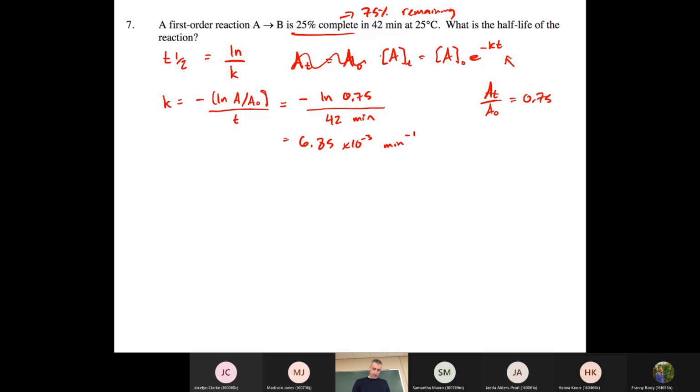And now we want to find out T1/2. Ln 2 over K equals ln 2 over 6.85 times 10 to the minus 3 min to the minus 1. And that's going to work out to 101 minutes. Which I guess really what we should say here, that's 3 sig figs. We should really only have properly 2 sig figs. So we could just say like 1.0 times 10 to the 2 minutes.